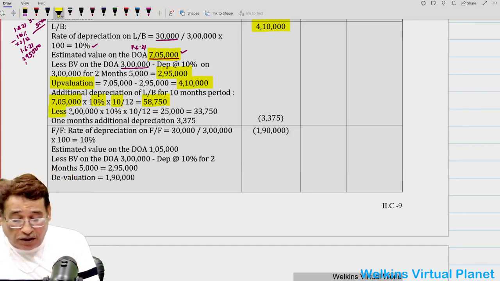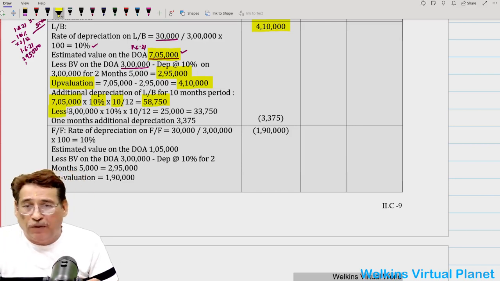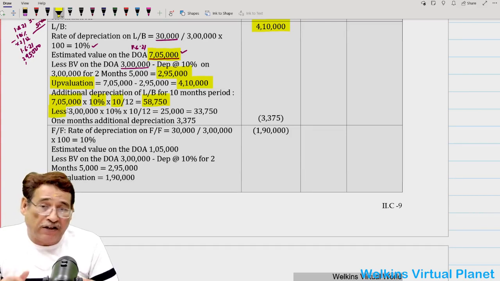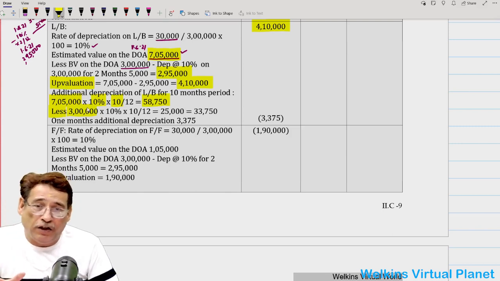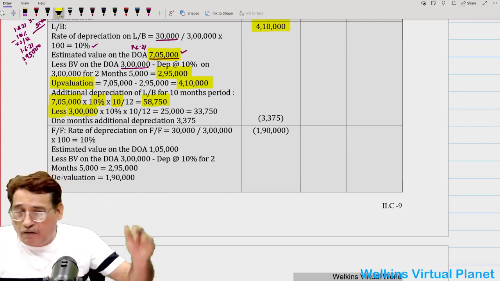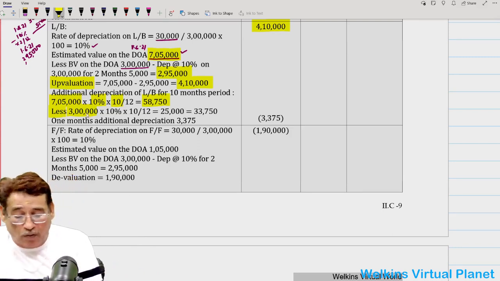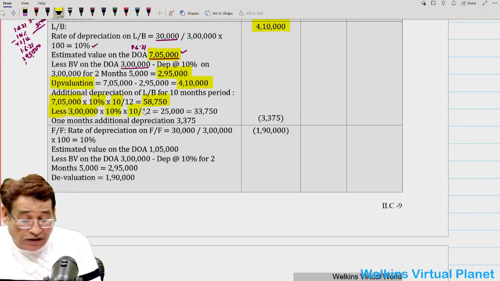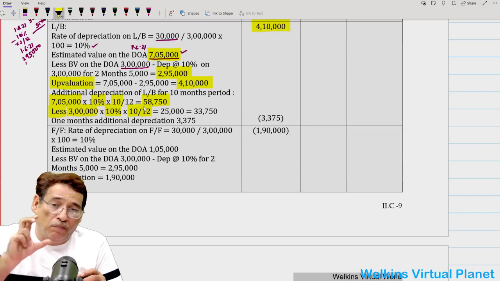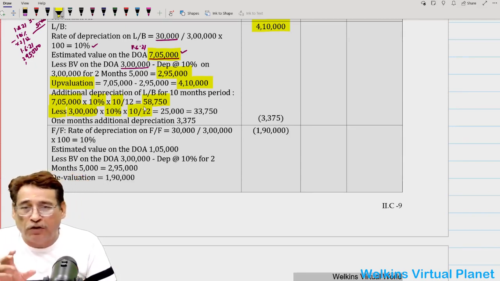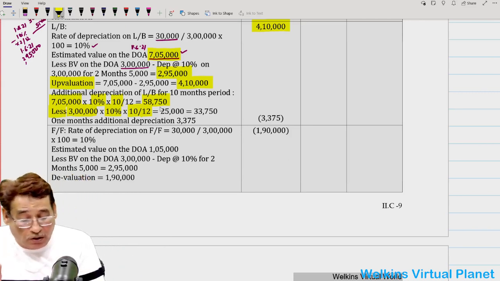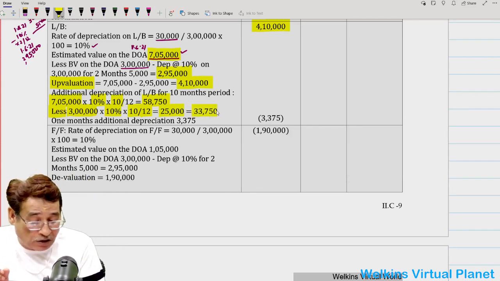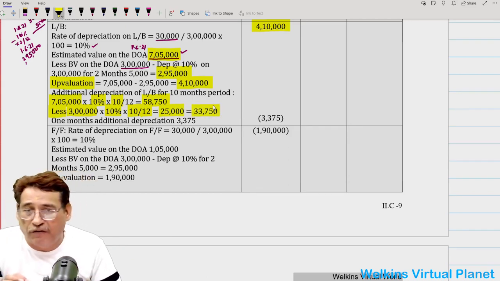we have to subtract from it, because this item which is being reflected now at 7,05,000, it is having a book value of 3 lakh in the beginning of the year, correct? So we must have charged some depreciation, no doubt about that. So how much depreciation I must have charged for the 10 months? So 3 lakh into 10% into 10/12. That means in order to compute additional depreciation, you will have to compute depreciation for the remaining months on the revised value and on the old book value. So that will be equal to 25,000. Your additional depreciation is equal to 33,750.